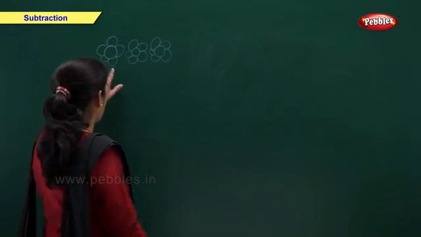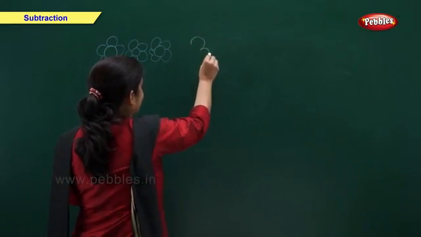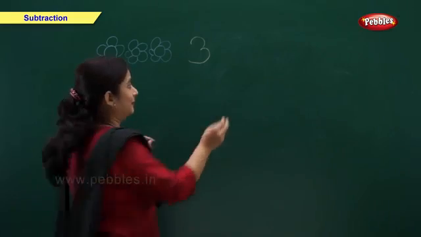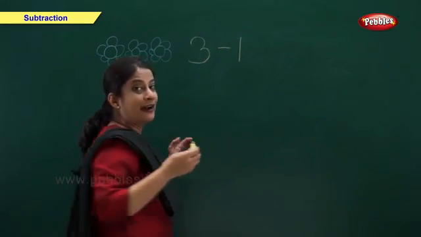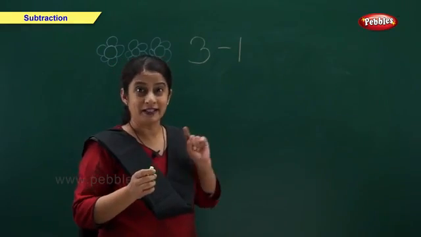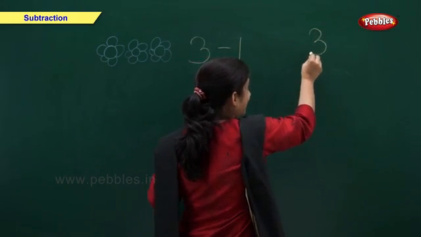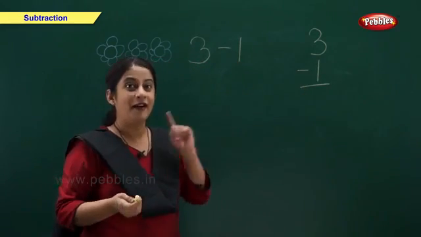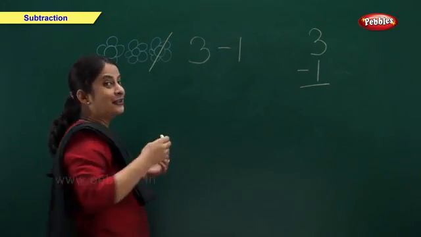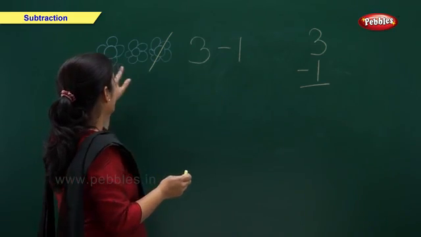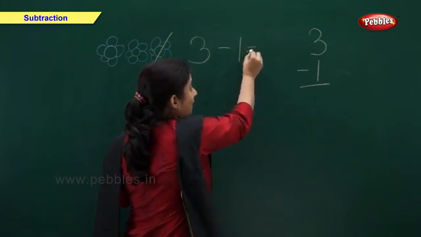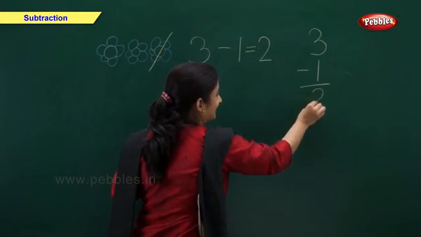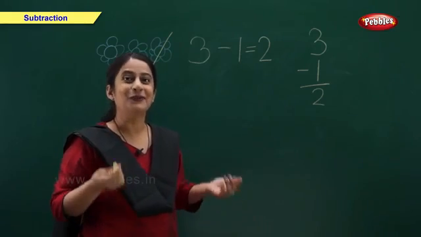I have 3 flowers. 1, 2, 3. I want to remove 1 flower. So, minus 1. And you know friends, there is one more way of writing 3 minus 1. 3 minus 1. So now, let's remove 1 flower. So how many flowers left? 1 and 2. So, 3 minus 1 is equal to 2.